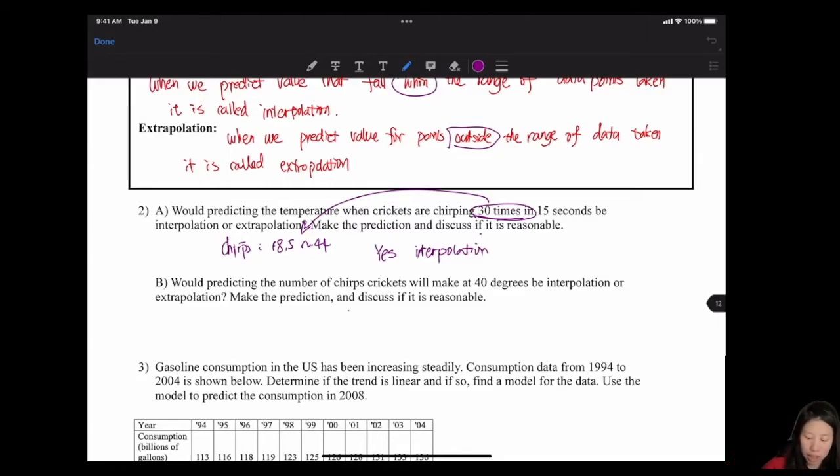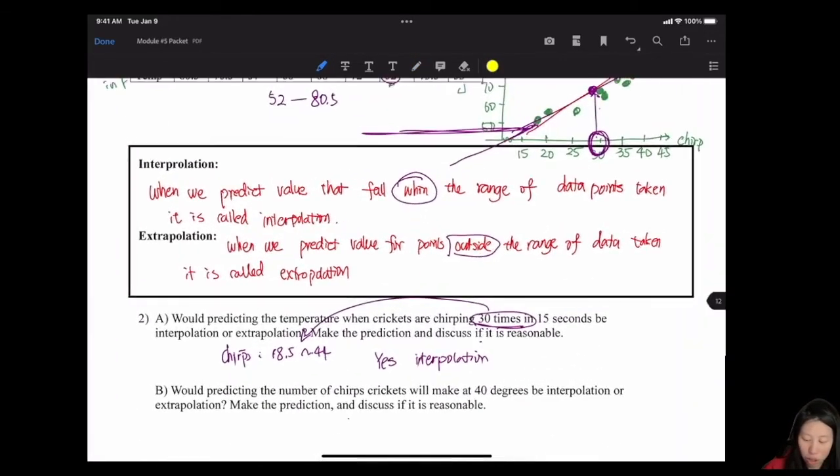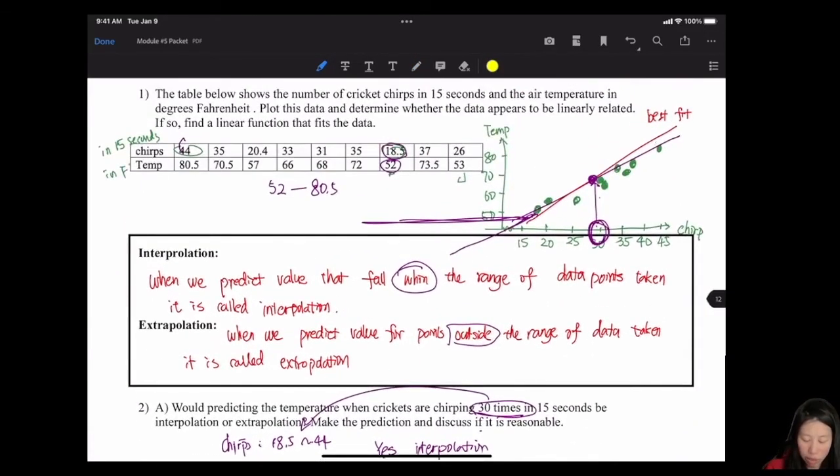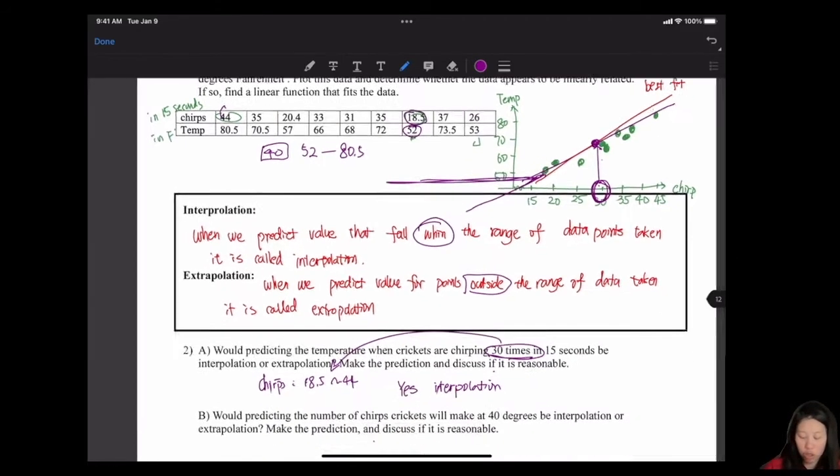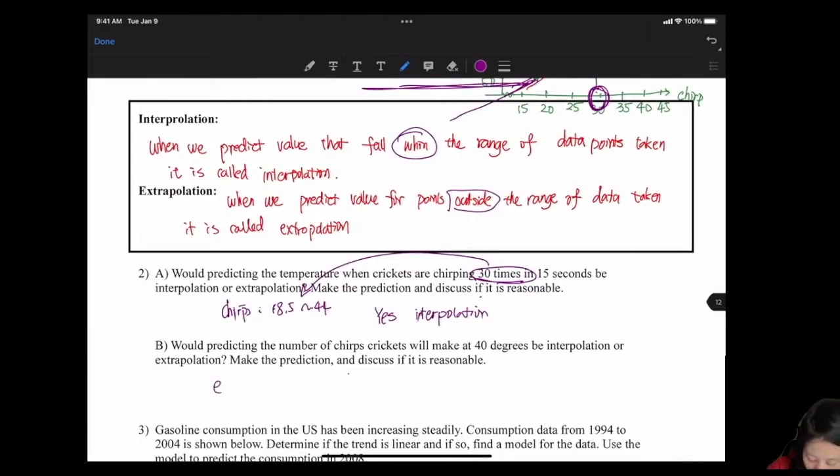So now look at the data we connected earlier. The temperature data we connected earlier would be what? From 52 to 18.5, right? So 14 is in here, is outside of the range. So that makes it a what? Extrapolation.